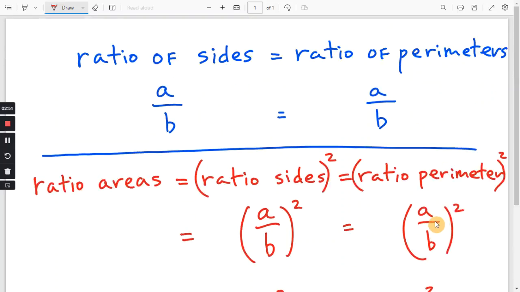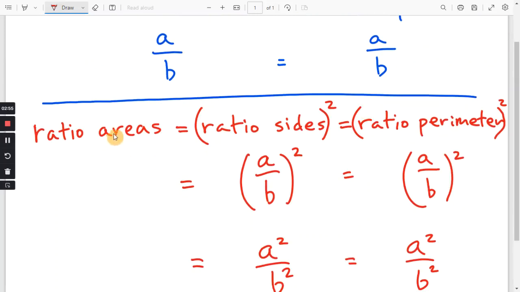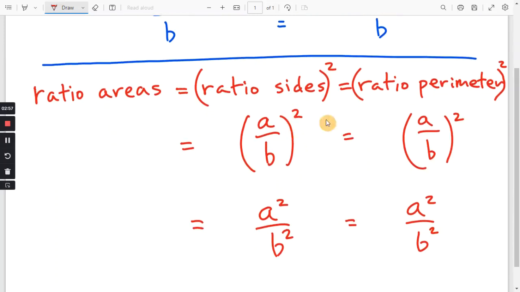All right. So ratio of the sides, ratio of the perimeters, those are the same. But if you want to find the ratio of the areas, you have to take either one of them and square it.